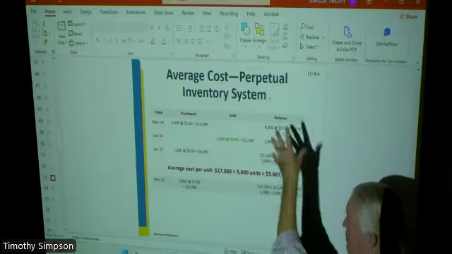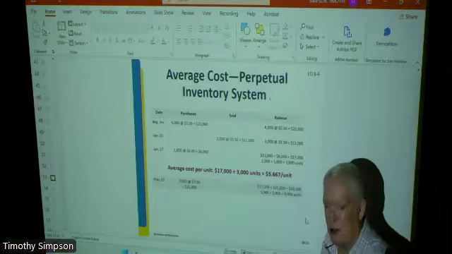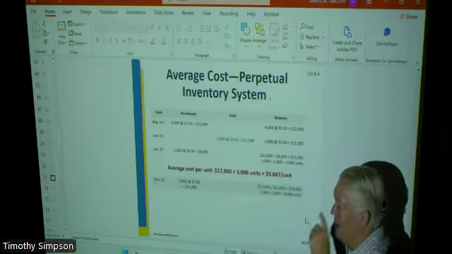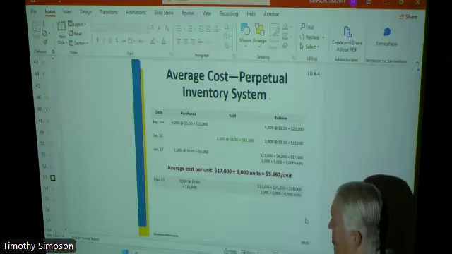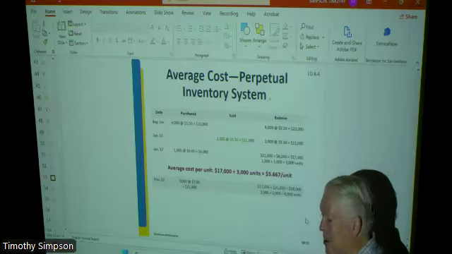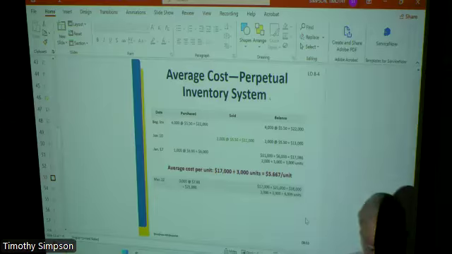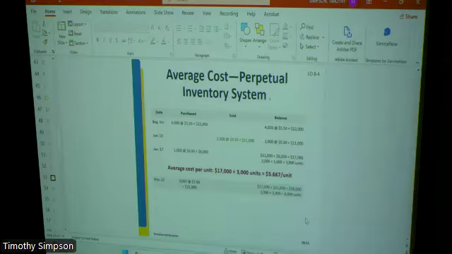All right, more transactions are happening. And by the way, this particular scenario is going to carry itself through to FIFO and LIFO as we get going. We're going to do a comparison of what these effects are on the balance sheet and income statement, both, as we get going.